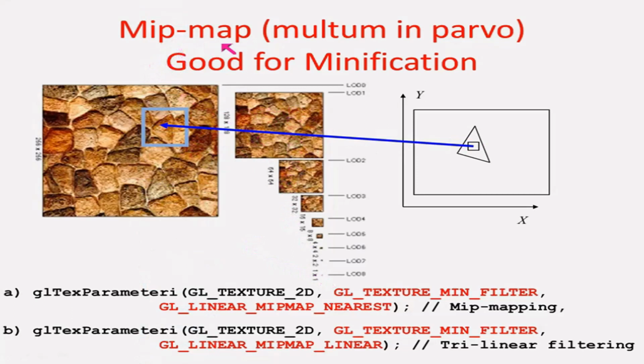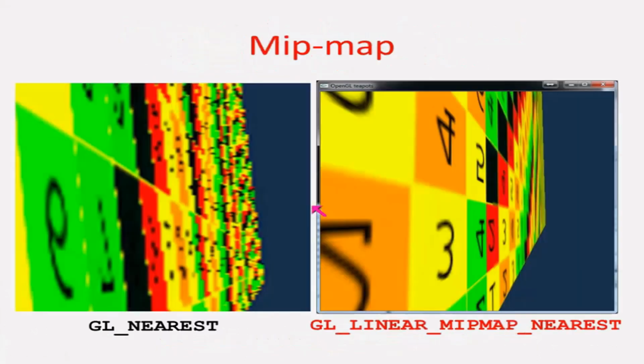During rasterization, OpenGL estimates the magnification factor and looks up that prepared downsampled texture which corresponds to this magnification factor. Indeed, with MIP mapping, artifacts disappear. MIP mapping can be selected with this GL_LINEAR_MIPMAP_NEAREST texture sampling strategy.